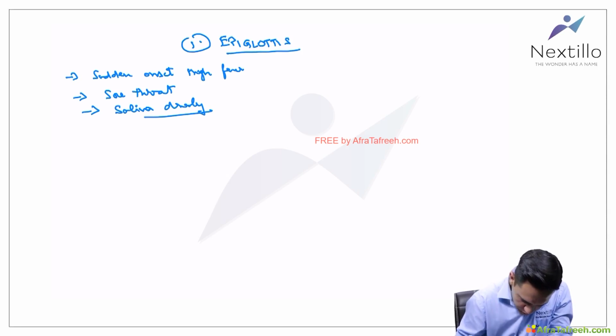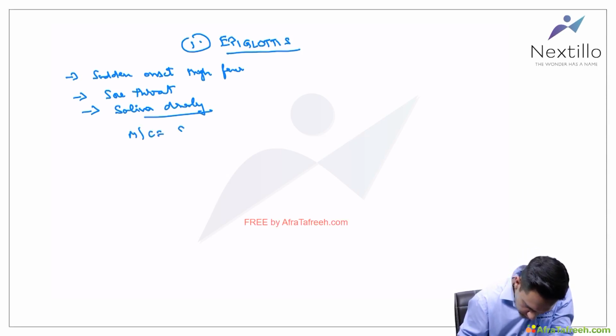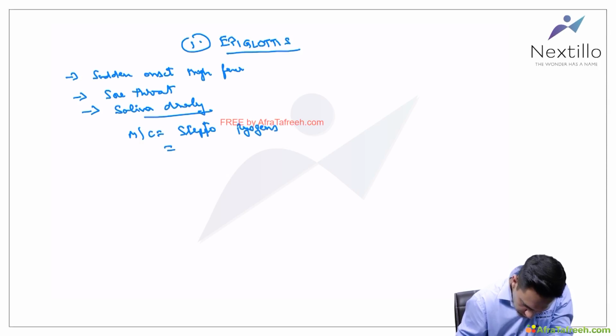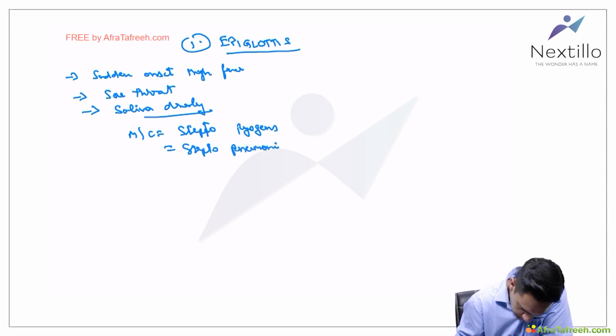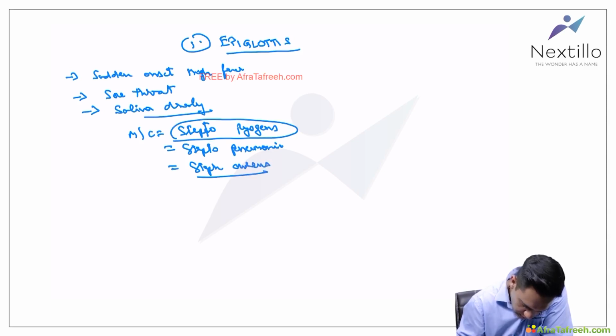The most common organism which causes it is Streptococcus pyogenes, or also Streptococcus pneumoniae, or sometimes Staph aureus. Most commonly it is Streptococcus pyogenes, and the child sits in a tripod position.